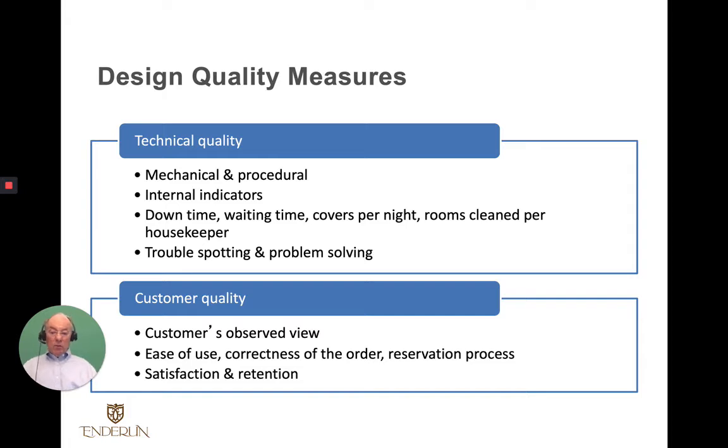And then we have customer quality, which is really more of what we're focusing on here in this course, which is the customer's observations and their views in terms of understanding their quality aspect, ease of use, satisfaction and retention, bringing the people back. Okay, those are the things that we want to be able to do.